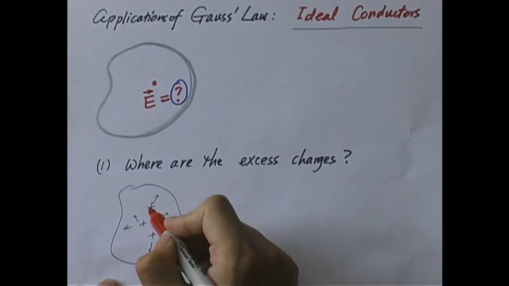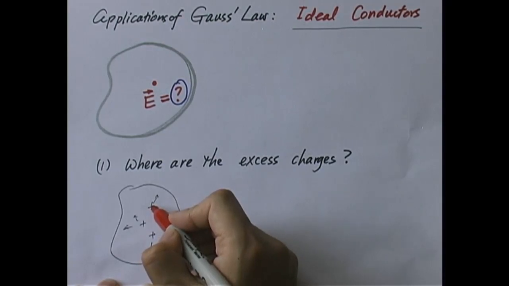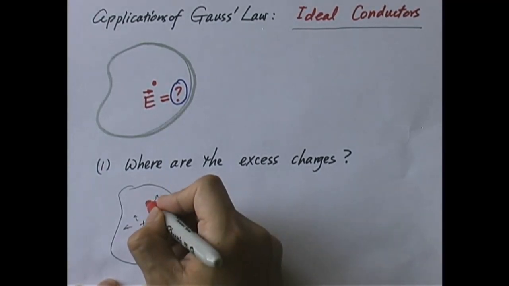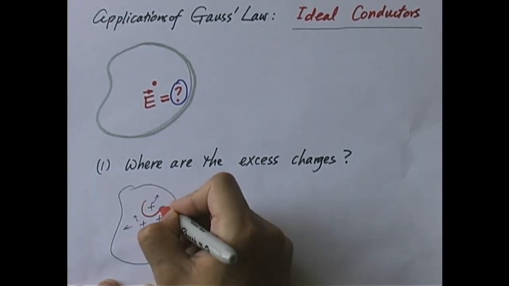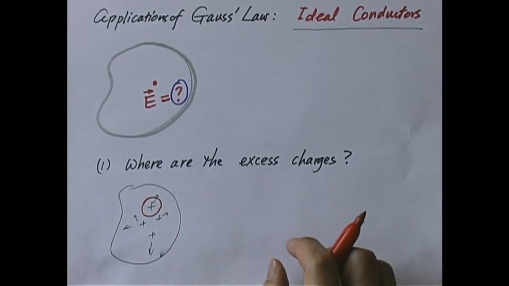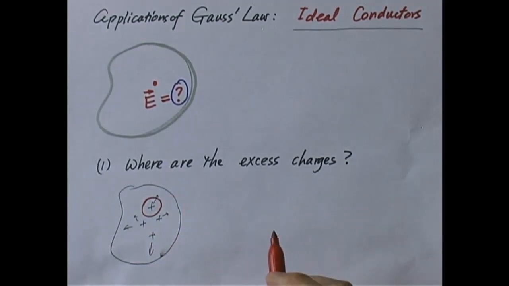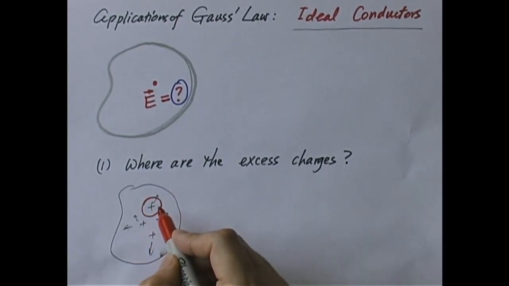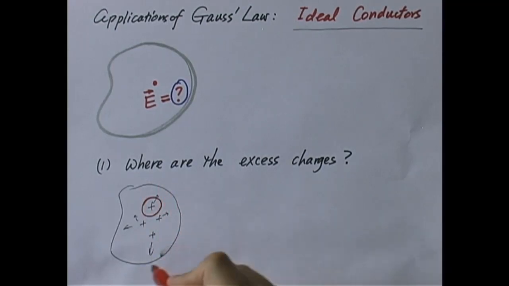Suppose there were a single positive charge in this particular region. What I'm going to do is draw a Gaussian surface to surround it. Imagine there's a Gaussian surface like this. Now, what is the flux through this Gaussian surface? Remember, this entire Gaussian surface is within the body of the ideal conductor.